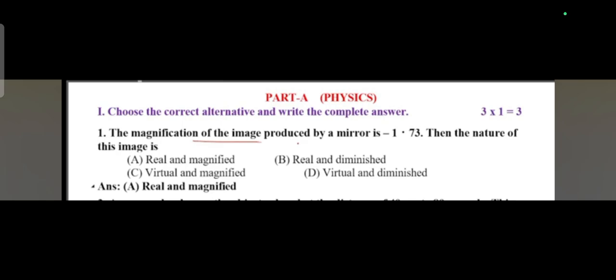So let's get started. Physics part. Choose the correct answer. 3 multiple choice questions. Each carries 1 mark. The magnification of the image produced by a mirror is -1.73. Then the nature of the image is real and magnified.